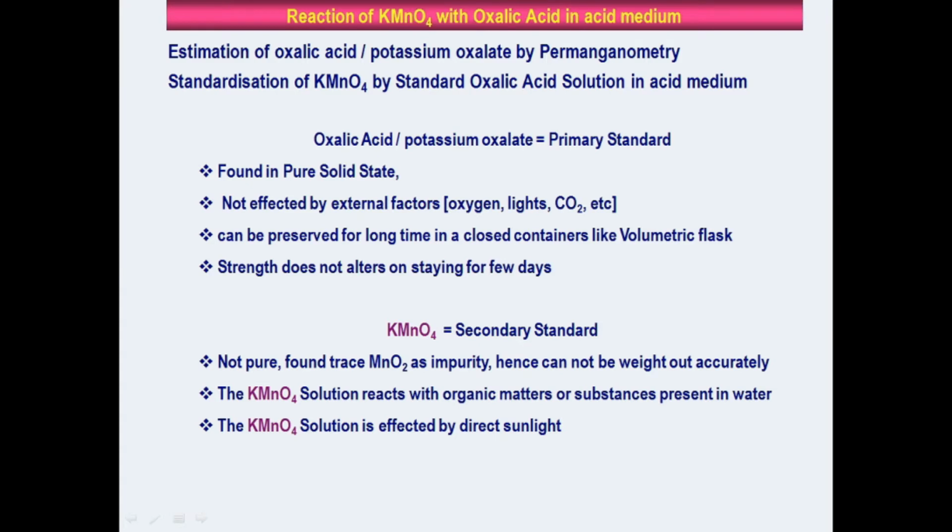The reaction of potassium permanganate and oxalic acid in acid medium is very interesting. By this reaction, many purposes can be achieved, like estimation of oxalic acid or potassium oxalate by permanganometry. Someone can measure the amount of oxalic acid and potassium oxalate in a mixture using this method, or can find the strength of unknown oxalic acid or potassium oxalate in a mixture or separately by this method, as well as the opposite, like standardization of an unknown KMnO4 solution by standard oxalic acid solution in acid medium.